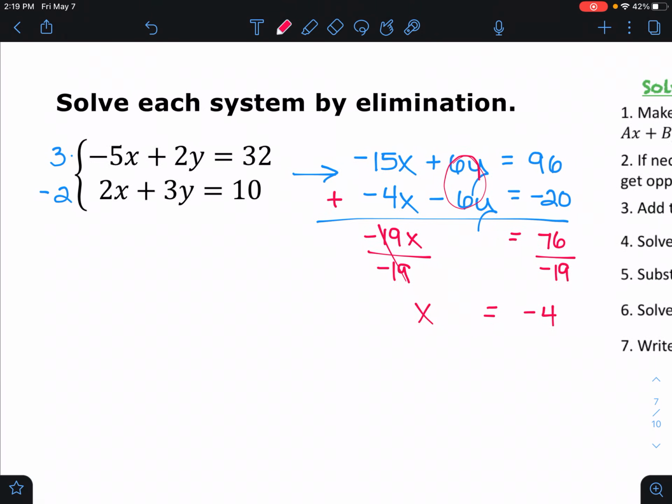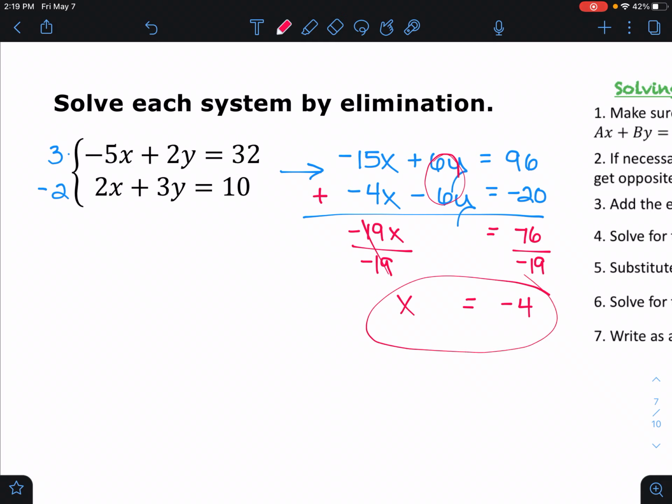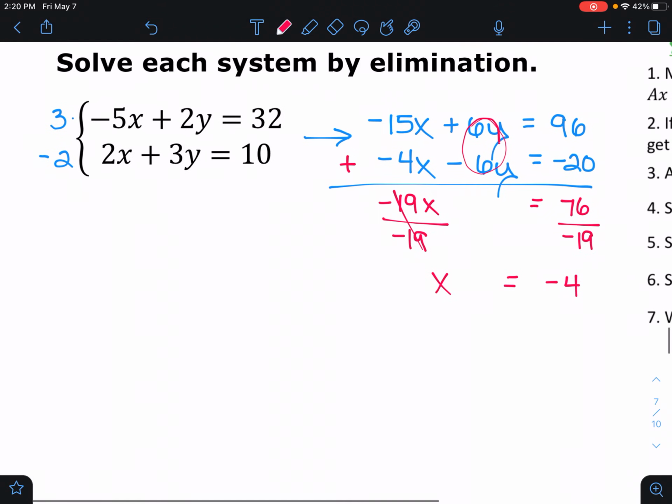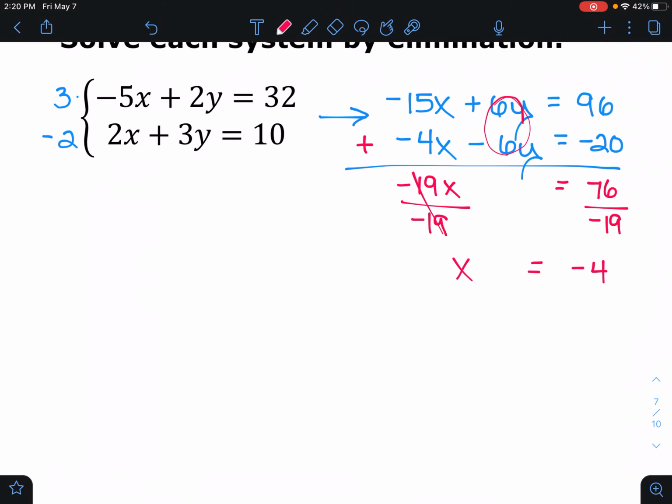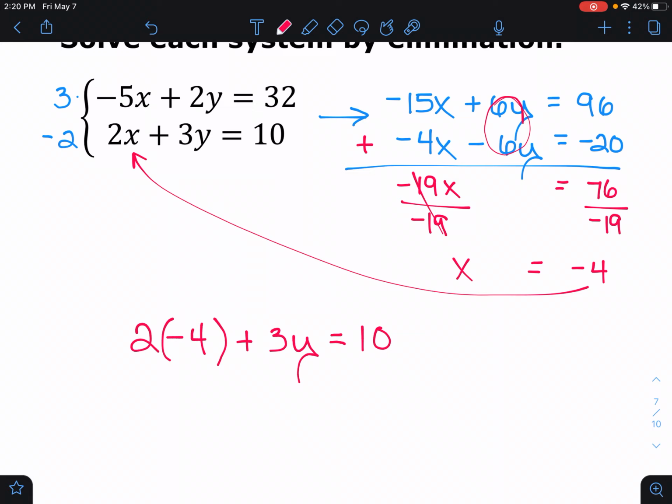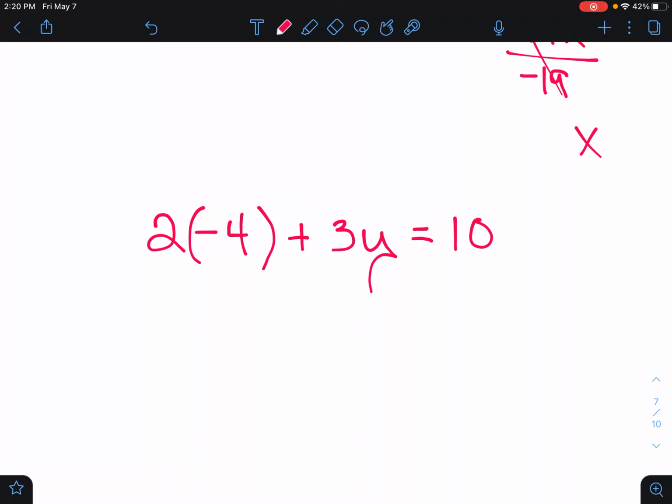All right. Now, you're going to take this and plug it in for x this time, either here or here. You're going to pick one of the original equations and substitute it in. Now, it doesn't matter which one you choose, you'll get the same answer. I just like the bottom one a little bit more, but it doesn't matter. So I'm going to choose the bottom one here. And I just plugged in negative 4 right there. That's all I did. Okay, so now I'm going to solve this. So 2 times negative 4, I need to multiply these first. That gives me negative 8 plus 3y equals 10.